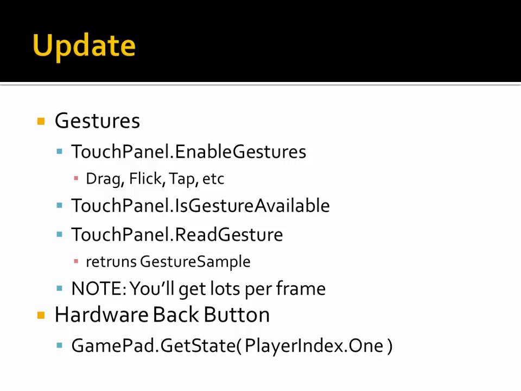You also have access to the hardware back button. That's it. You don't have these two. But you do have access to the actual back button. And you get it by going into GamePad.GetState for PlayerIndex.One, and then you query it like a button. Which makes no sense unless you've actually played around with keyboard states or Xbox 360 game controls. But basically you just say that and then you say, is the back button pressed? You'll see an example of that when we actually get to the code.